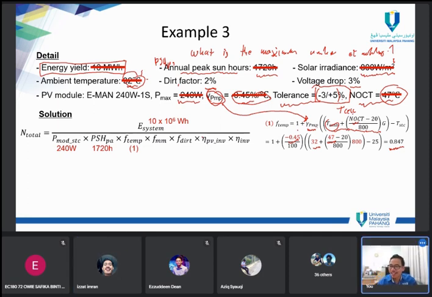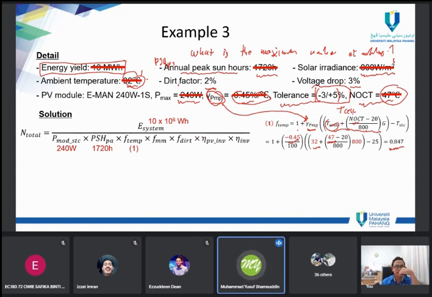Tak apa, saya tanya lain. Khairul Nizam. Muhammad Khairul Nizam. Ada. Muhammad Yusuf. Ada Yusuf. Why we choose the minus 3%? Why not plus 5% for the manufacturing tolerance? Why? Teka je. Sebab voltage drop je.